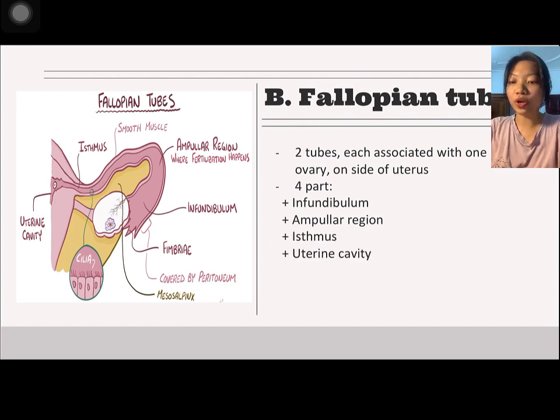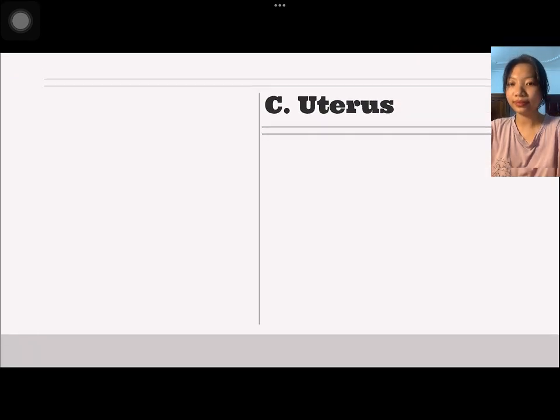The outer layer of the fallopian tube is covered by peritoneum. The inner layer of the fallopian tube has cilia. Through their motions they move the ovum along, and it usually takes the ovum about 2 or 3 days to pass through the fallopian tube. In section C, we have the uterus.